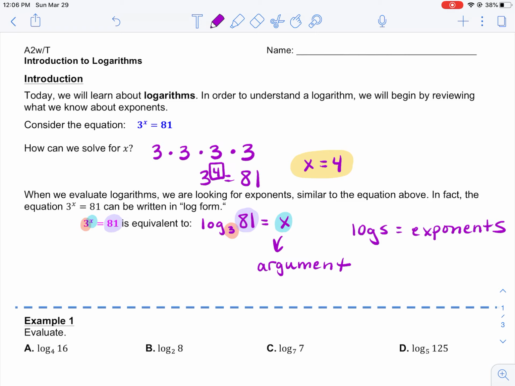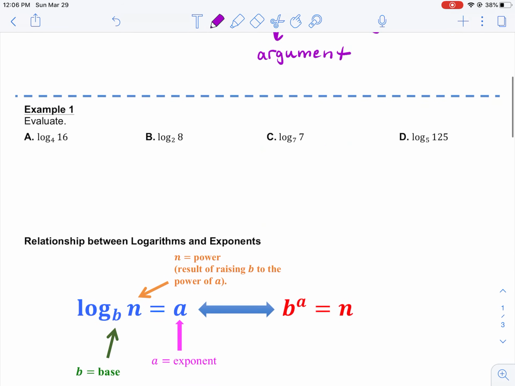So this is just a general introduction. I think once we do some problems, this will make a little bit more sense. So the first set of problems that we're going to talk about, we're going to evaluate some basic logs. So if we want to evaluate log base 4 of 16, I want you to start by putting a little box here. Log base 4 of 16 equals what?